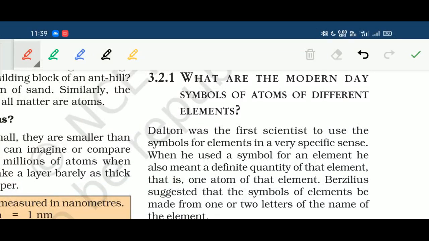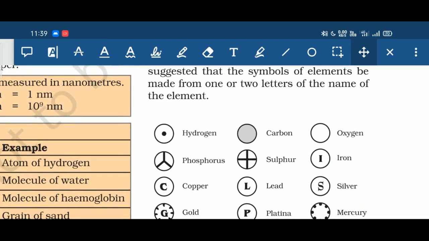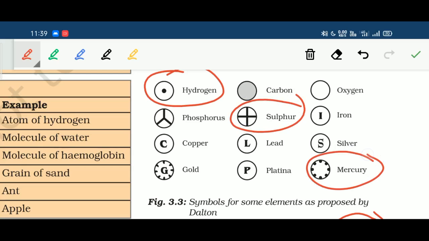Now students, atoms of different elements are assigned different symbols. In this topic, we will learn how different symbols are allotted to different elements. First of all, it was Dalton who first suggested using symbols for expressing different elements. Dalton used the following symbols in order to express the elements. For example, he used this symbol for hydrogen, this for sulfur, and this one for mercury.